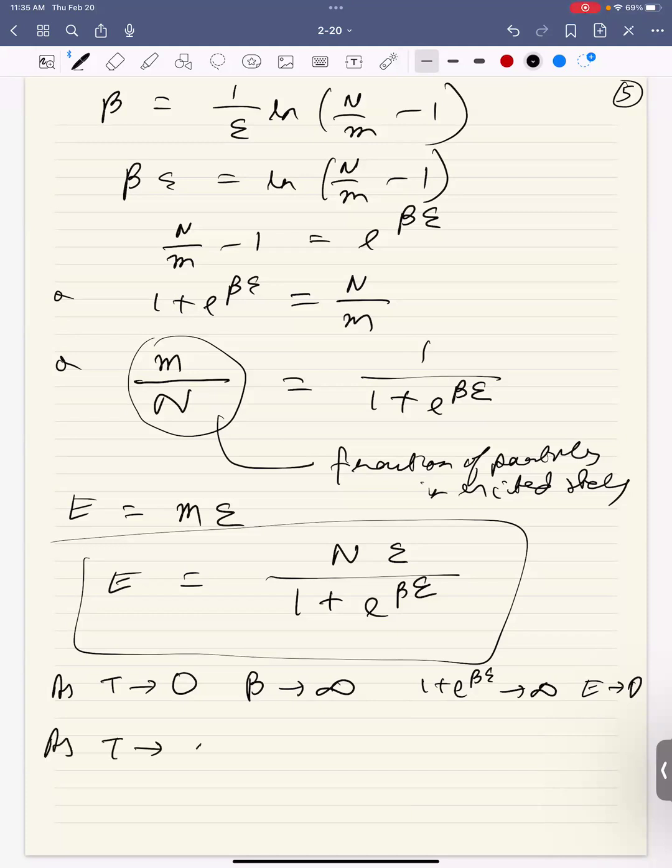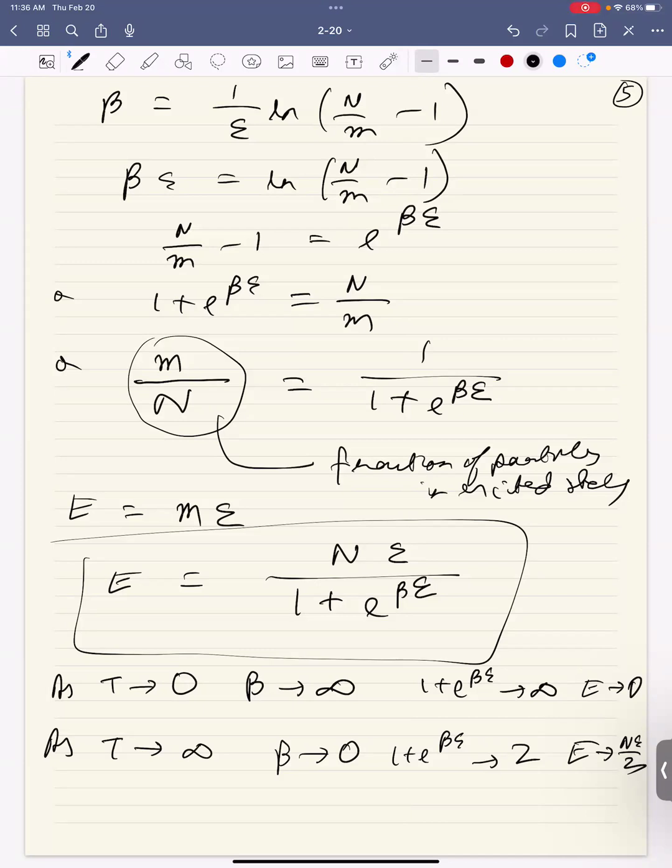Now let's do the harder one. As T tends to infinity, beta tends to 0. 1 plus e to the power beta epsilon tends to how much? 1 plus e to the power 0. 2. That's the whole difference, right? So E tends to n epsilon by 2. So it recovers the intuitive limit that we had.